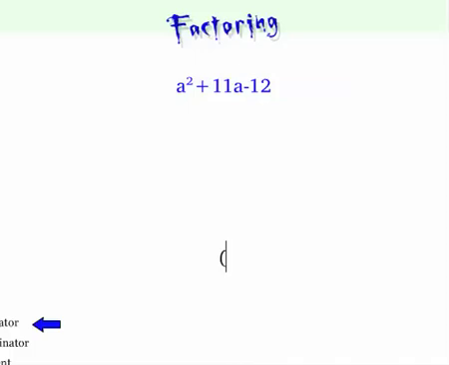Okay, so we're looking for the factors of 12 that, once again, subtract to give you 11. So 12 and 1. So A, and once again, the bigger is positive. So A plus 12 and A minus 1.